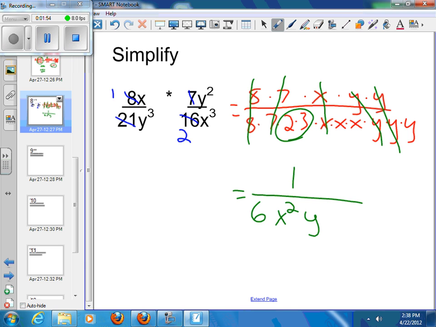And 7 and 21, maybe I better change colors every time I cross something out here. So 7 divides into 21 3 times. So that's a 1. And then I can do my x's. I've got 1 x on top and 3 on the bottom, so that's going to make 2 left on the bottom.